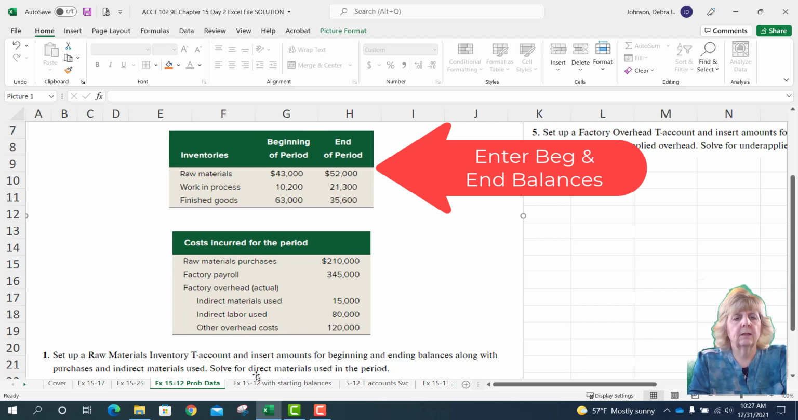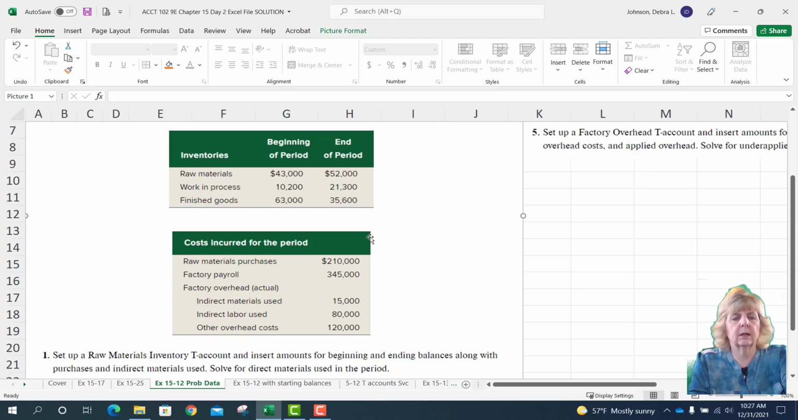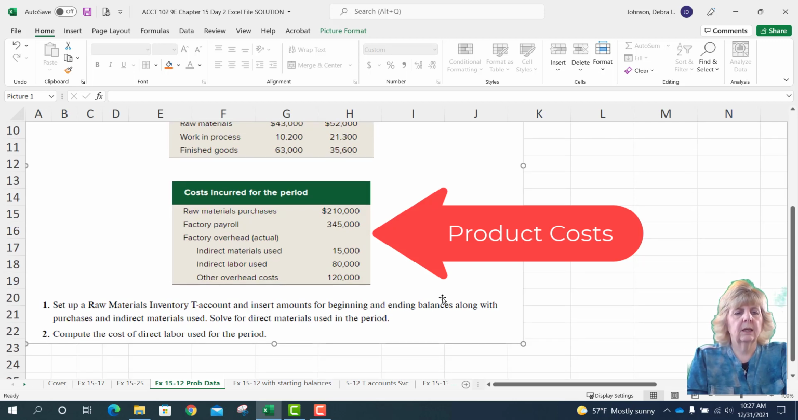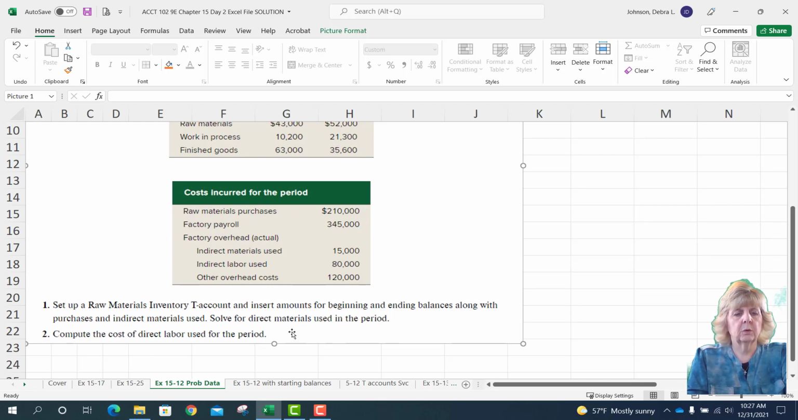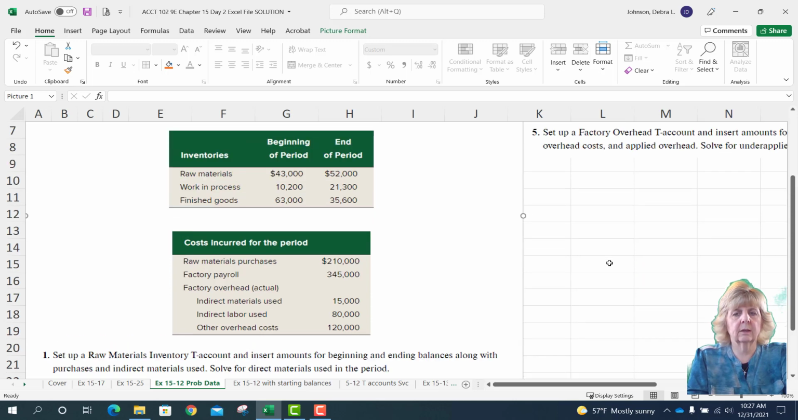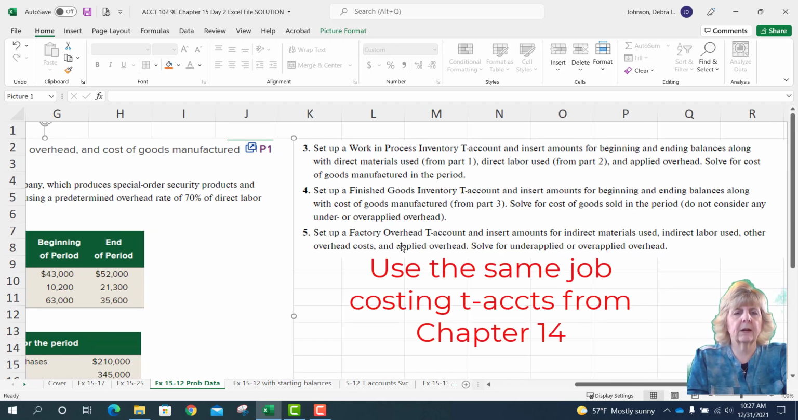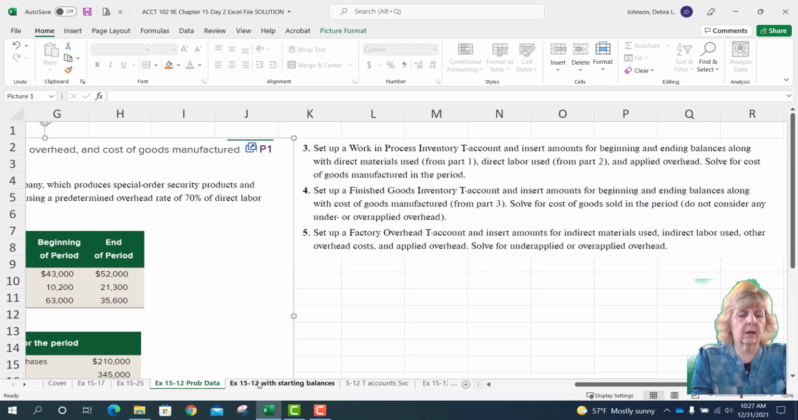And then he finally gives us the 3 types of product costs that are incurred during the normal manufacturing process. He instructs us to set up the T accounts, to compute the direct materials used, to compute the cost of direct labor, and then further instructs us to set up WIP T accounts, finished goods T accounts, and factory overhead T accounts. And so I'm going to move to the next tab, which is our job order costing sheets.